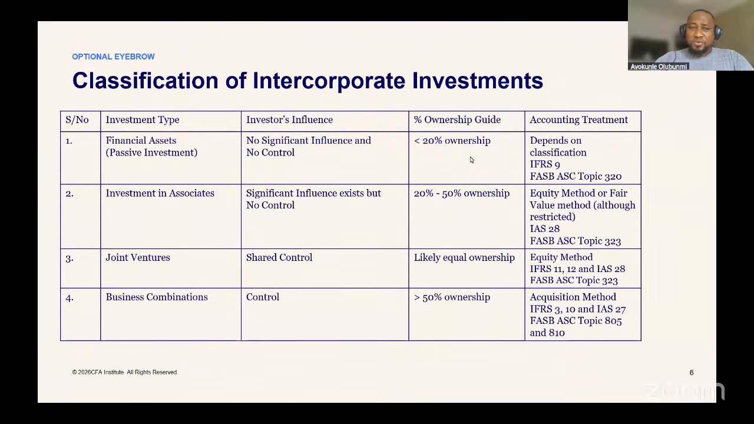Okay. Then for investment in associates, this is one in which you have significant influence but no control. And the ownership guide is between 20 to 50%. But don't forget that the ultimate decider is you having significant influence. So you might have less than 20% equity stake, but if it is actually shown that you have significant influence, it will be classified as investment in associate. JV is when control is shared. Our business combination is when you have complete control.